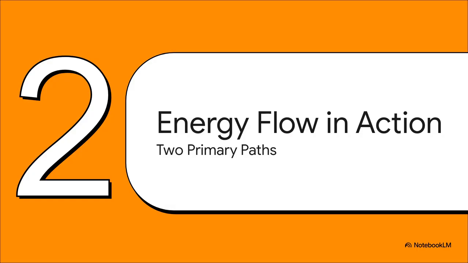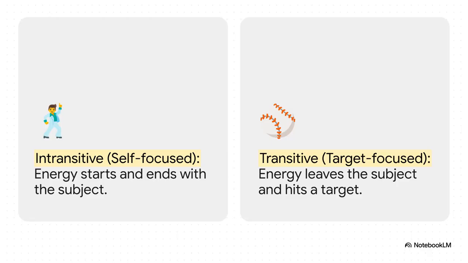Okay, so let's actually put this into practice. We're going to look at the two main paths, the two main directions this energy can take. And you'll see this simplifies things a lot. So on one side, you've got what we call intransitive verbs. Just think of them as self-focused. The energy starts and ends with the person doing the action. Then on the other side, you have transitive verbs or target-focused verbs. This is where the energy is launched out from the subject and actually hits something else.